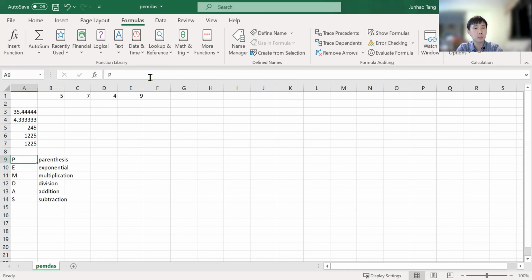All right, so just remember PEMDAS. Use parentheses as and when needed, and try our best to keep it short and simple.